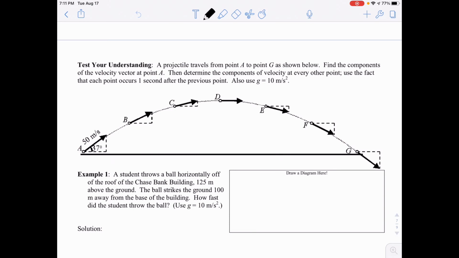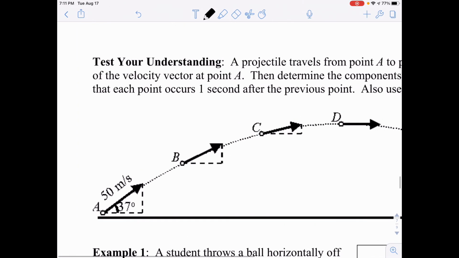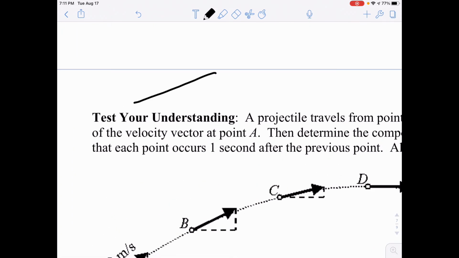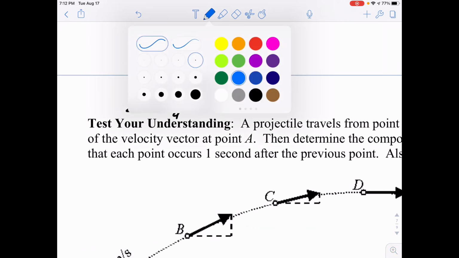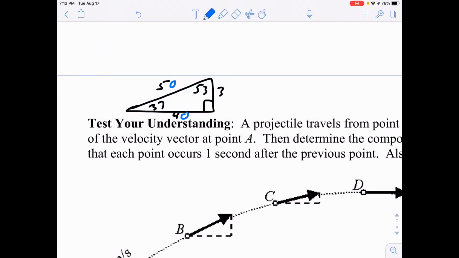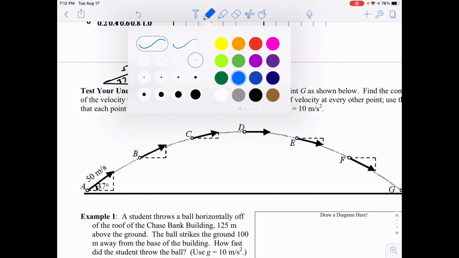So we've got this object flying through the air with an initial speed of 50 meters per second. And what we have here is a 37-degree angle. And anytime we see that 37-degree angle, we should know that we have 37, 53, 90. This is a 3, 4, 5 triangle. So since this is 50, this would be what? 50, 40, and 30.